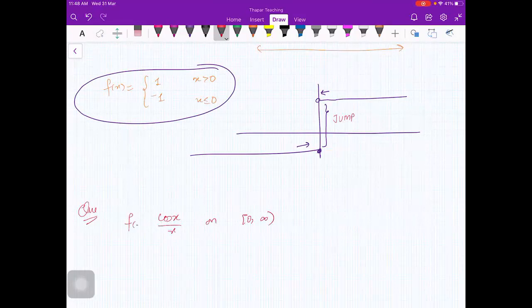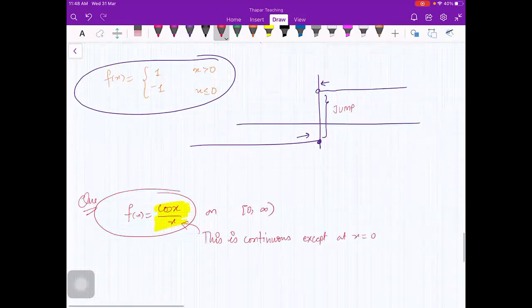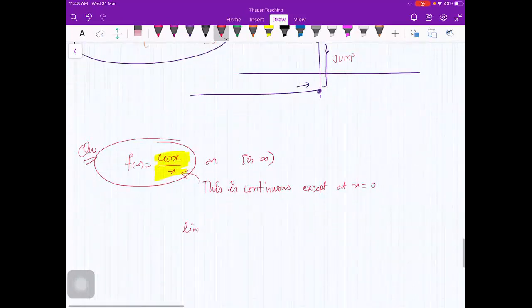Anybody? बेटा ये बताइए फंक्शन कहाँ पे, is it a continuous function? Cos x upon x. The only problematic point is 0, है ना? This is continuous except at 0. अब 0 पे देख लो. What is the limit x going to 0 of cos x upon x? This is infinity, right?